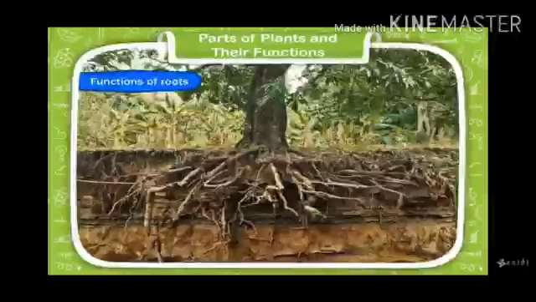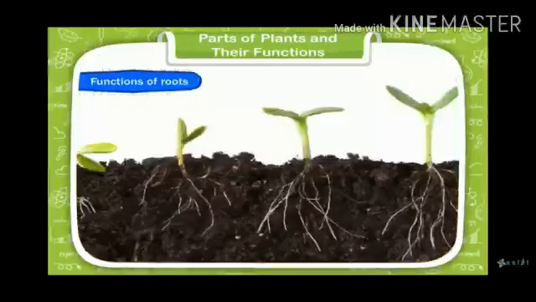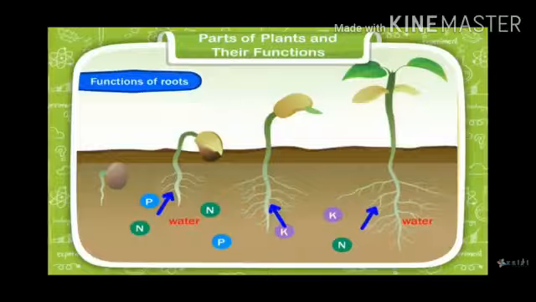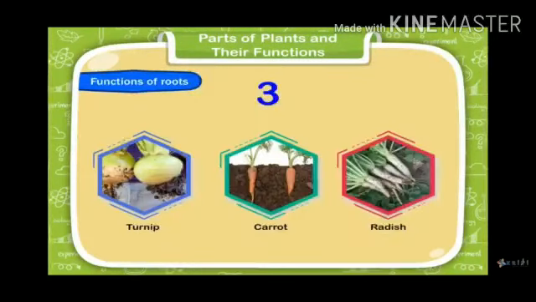Now we will study about functions of root. Roots fix the plant firmly to the ground. Second, roots help the plant to absorb all the necessary minerals and nutrients and water from the soil. Some roots we eat as food, for example, turnip, carrot, radish.